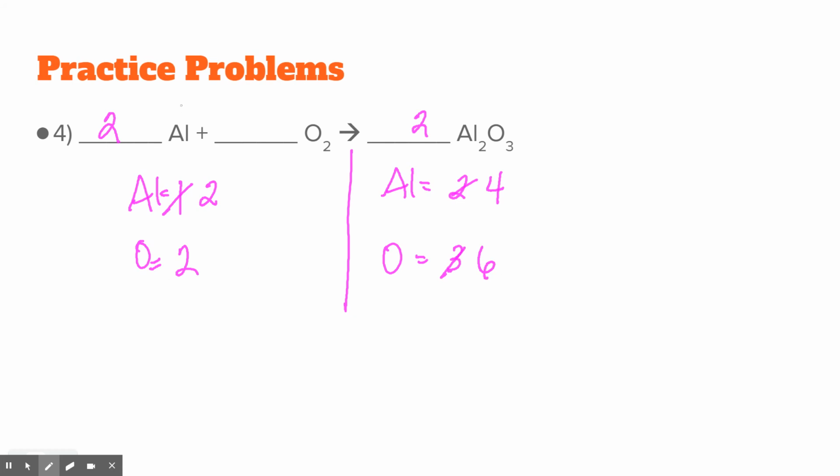Now I need my aluminums to be 4. And I'm going to place a 3 in front of my oxygens to make them 6.